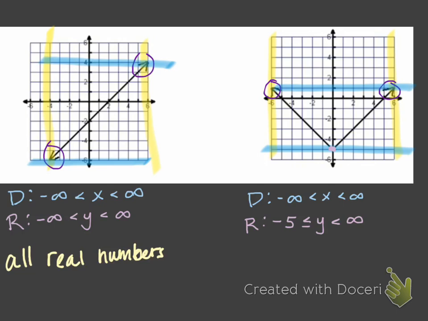And that is how we find domain and range of what we call continuous graphs that go out to infinity.